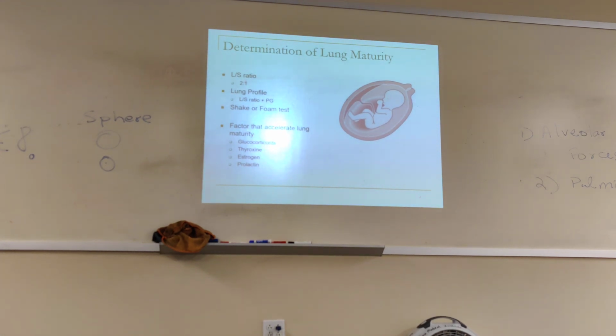Lung profile is more effective in confirming the baby's lung maturity than the LS ratio or the PG by itself. Let me say that one more time. Lung profile is more effective in confirming the baby's lung maturity than the LS ratio or the PG by itself. So we're looking at two things here. Any questions?